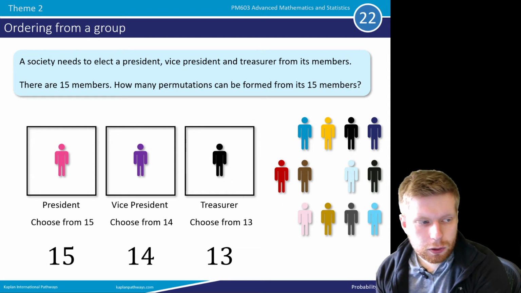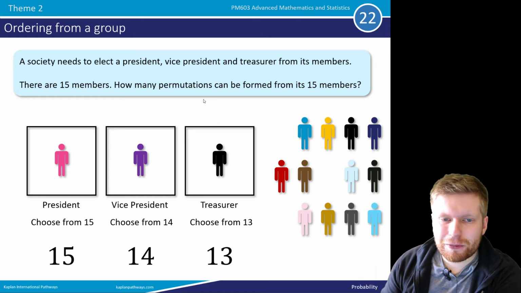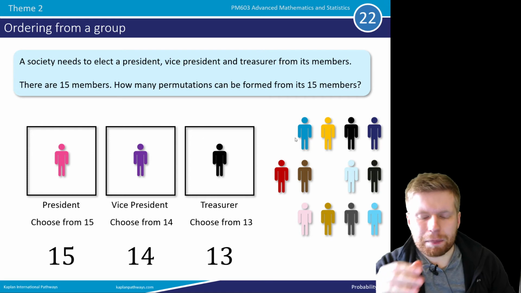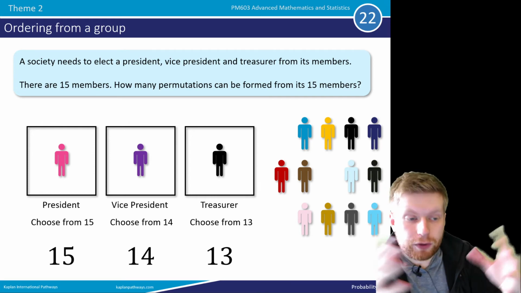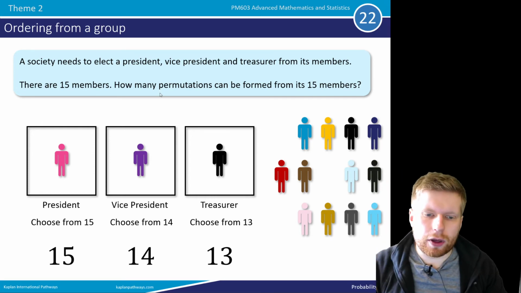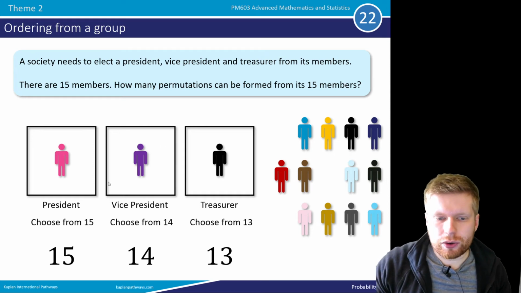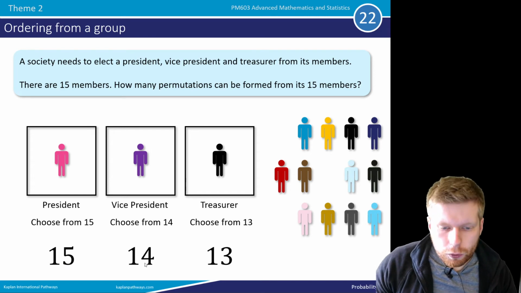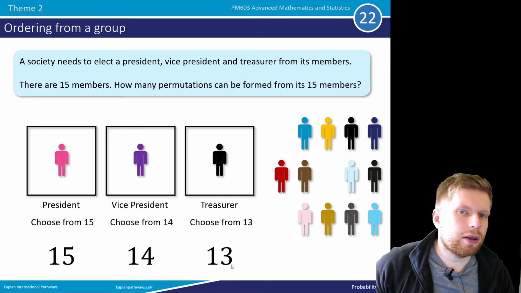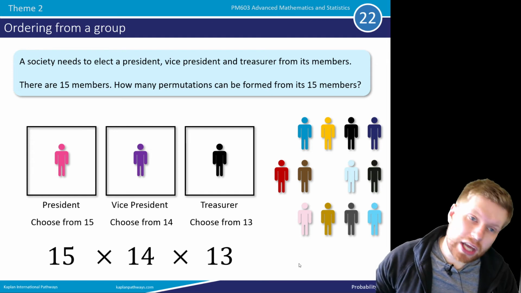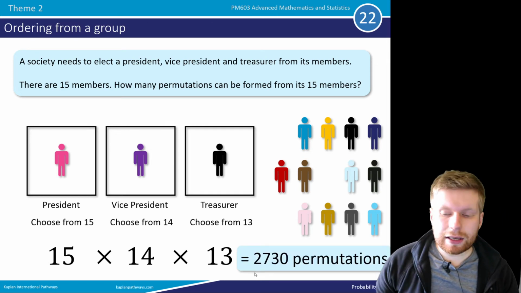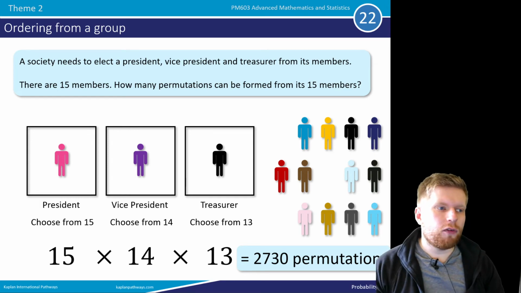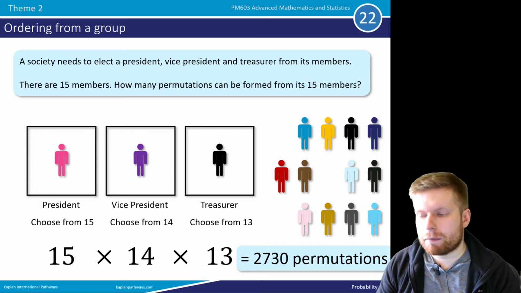Okay, so in total then, to work out the number of different permutations that we can perform from these 15 members, remember what we're doing here is we've got 15 members, and we're choosing 3 of them, and we're ordering them into each of the different positions. Okay, so we have 15 people that can go in the first position, 14 that can go in the second, and 13 that can go in the third. Therefore, same thing as before, we just need to multiply them. That gives us 2,730 different possible ways of electing these 3 people from 15 members.